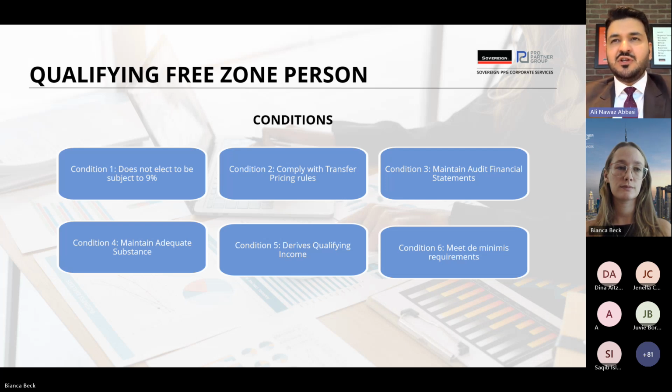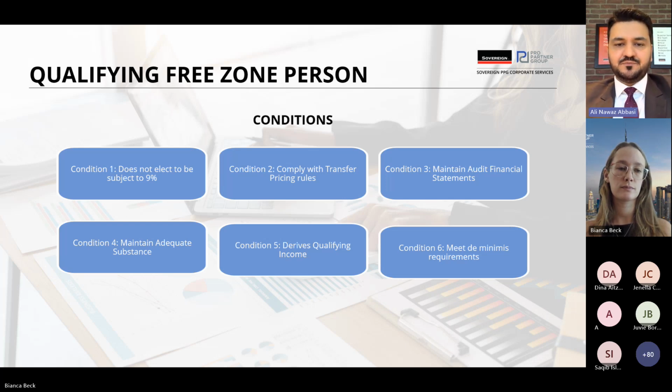The other condition is that the free zone company must derive qualifying income. We'll discuss which activities are considered qualifying and which are excluded, but essentially all transactions with other free zones are considered qualifying, except when specifically excluded. Another condition is that the company must meet de minimis requirements. Free zone companies are allowed to do transactions with mainland companies or outside the UAE as long as they meet the de minimis requirement. It means that the non-qualifying income of the business cannot exceed 5% of the total revenue or 5 million dirhams, whichever is lower.